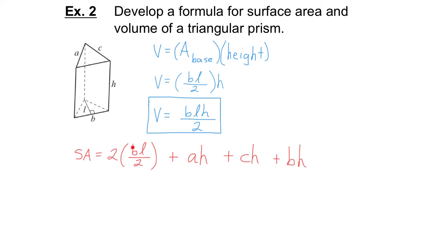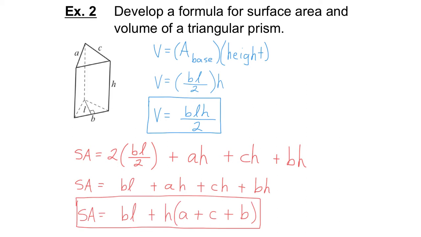Now this part here, I can simplify because multiply by 2, divide by 2, those cancel out. So my surface area formula for a triangular prism is BL plus AH plus CH plus BH. But look at this. These 3 terms all have H as a common factor. So I can actually factor this and make the formula even simpler. So I end up with the surface area of the triangular prism is BL plus H multiplied by A plus C plus B, or A plus B plus C.